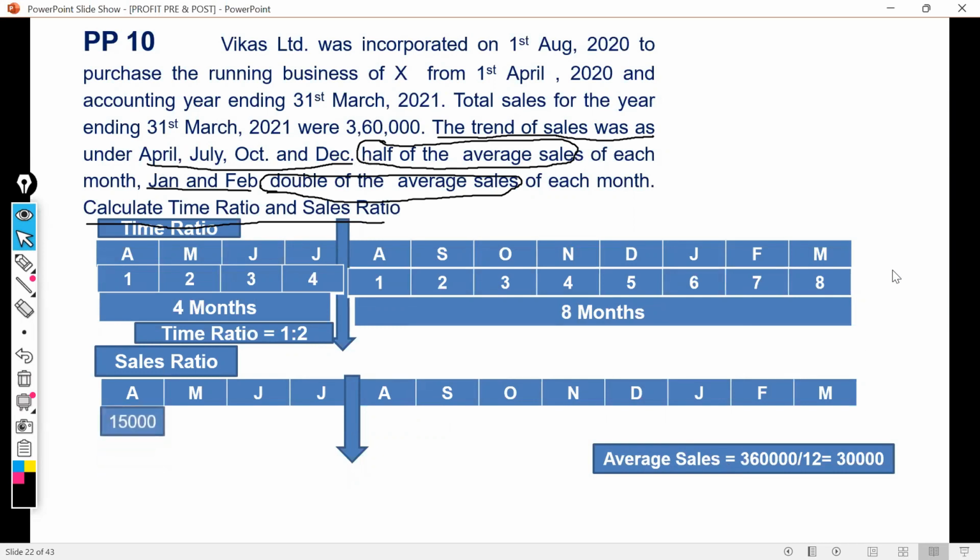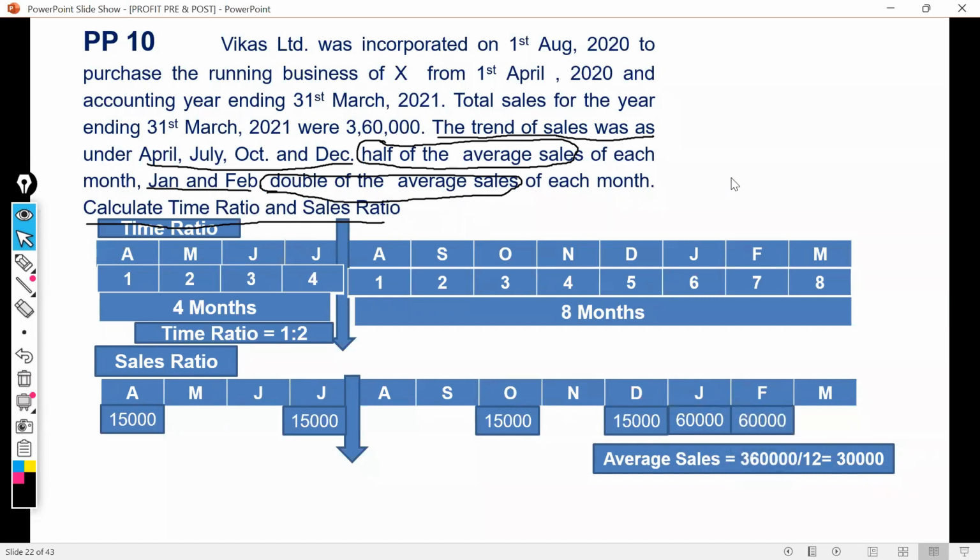But it is given in the question April, July, October and December, half of the average. In these 4 months, we consider half of the average. Average sales is 30,000, then half of the average is 15,000. January, February, double of the average sale. January 60,000 because average sale is 30,000, and January and February double of the average means 60 and 60.